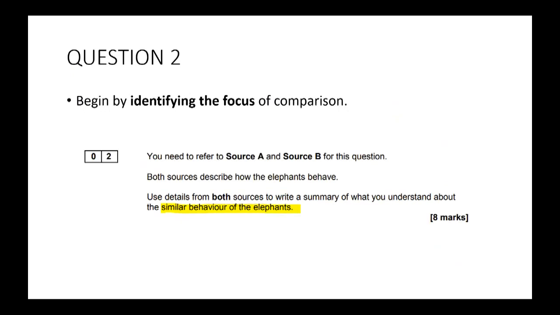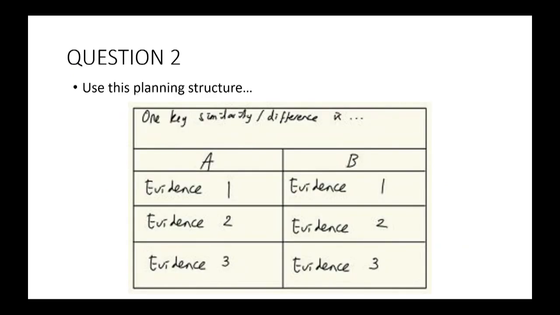All right, I'll show you an example. The first thing to do is highlight the focus. And this is the planning structure that I've been using with my groups. So you find the key similarity or difference between the 2. Here we're asked for similarities. And so I will be looking at how the elephant's behavior is similar in source A and source B. All right, and I would have some evidence to back that up.